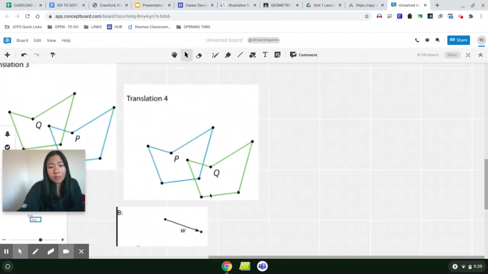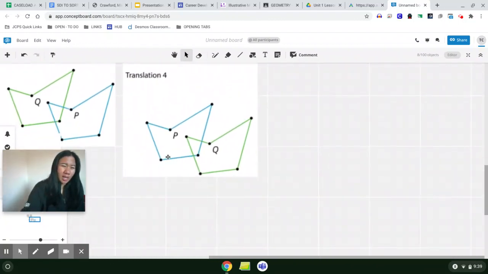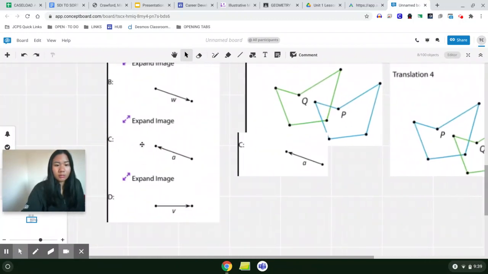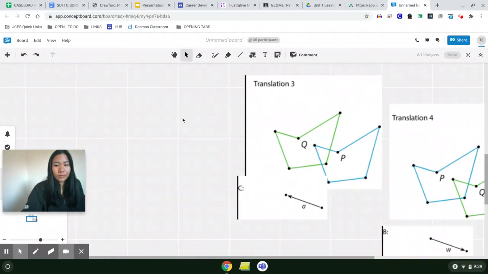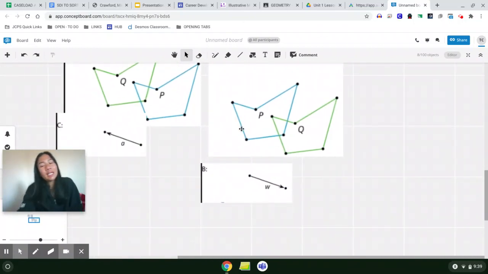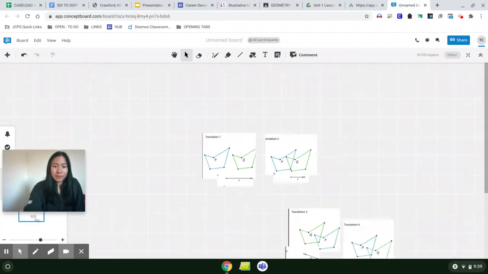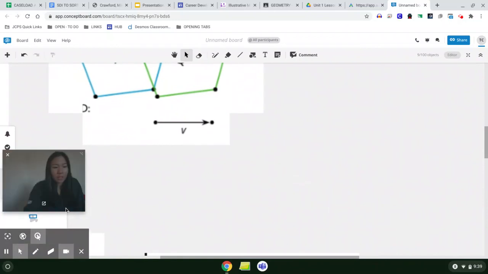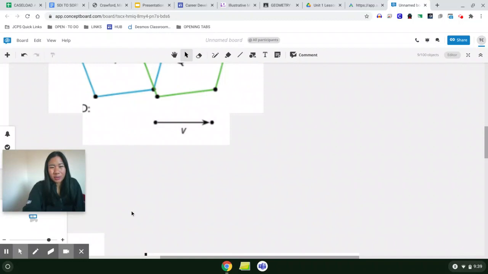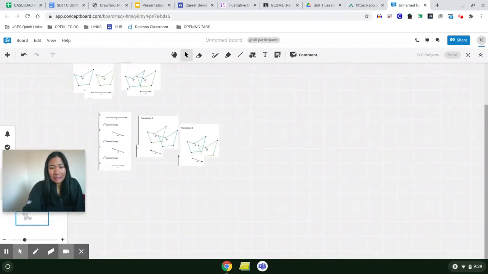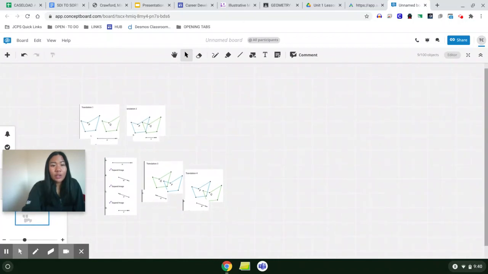So if we're looking at translation number 4, P to Q means going a little bit down. Oops. Where did that go? Okay. It has to go a little bit down and a little bit to the right. So B will be the one that matches. There we go. So here you can see, oh my dear, this is going to be so fidgety. Okay, I'm just trying to zoom out, not too much. Hopefully you get the point.